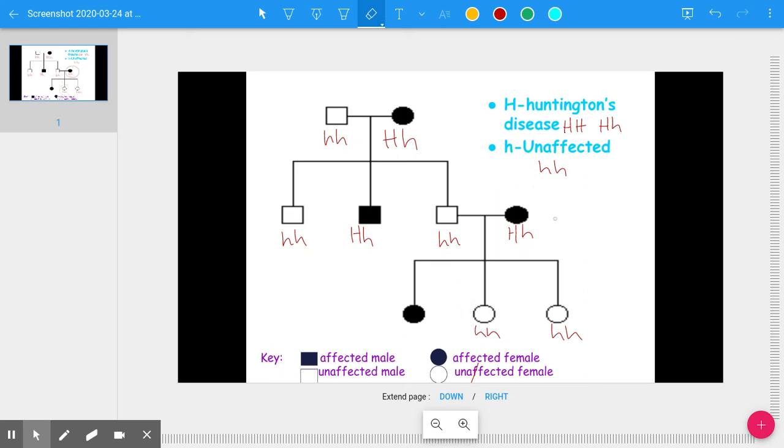Now we're looking at the last individual. This last individual has Huntington's disease, so they would have at least one dominant allele. That dominant allele came from the mother. The only other possible allele came from the father, and he only has recessives, so he gave one of his recessives, making this individual heterozygous. So there you go. That's how we use a pedigree to figure out the genotypes for a dominant disorder.